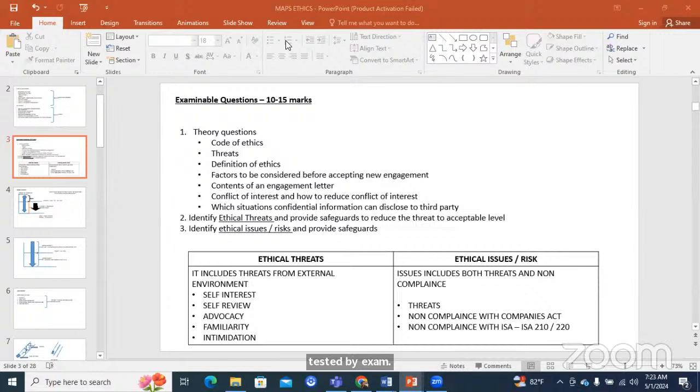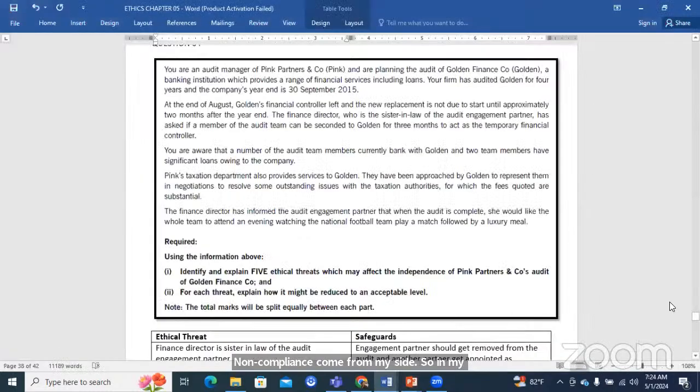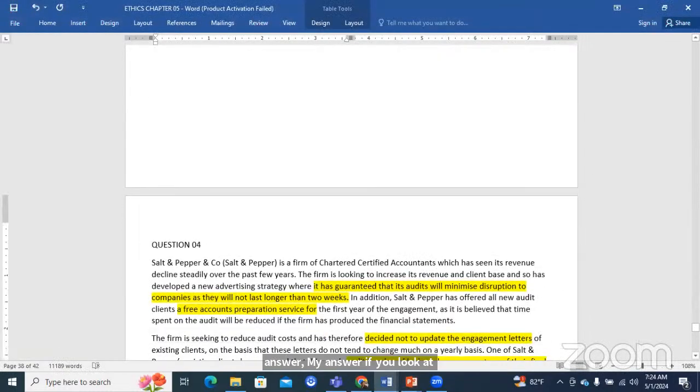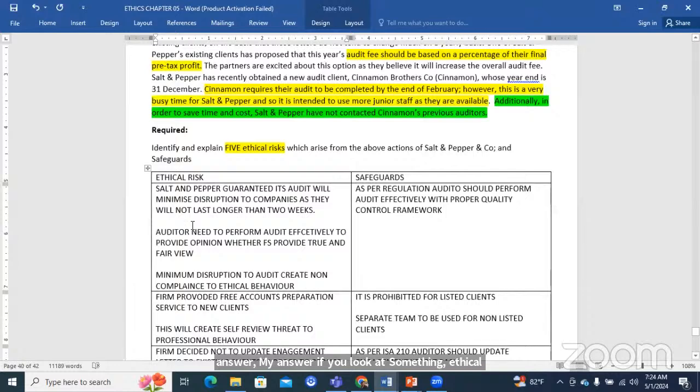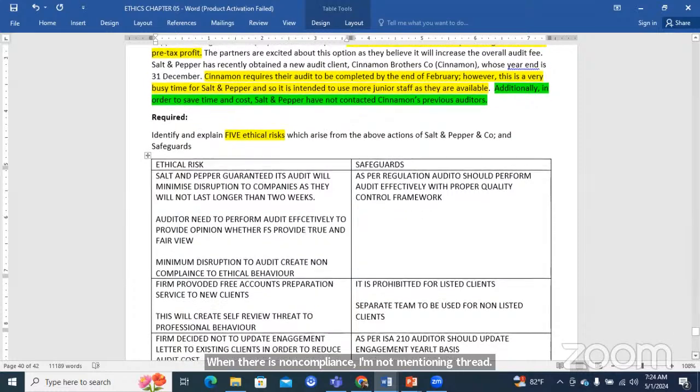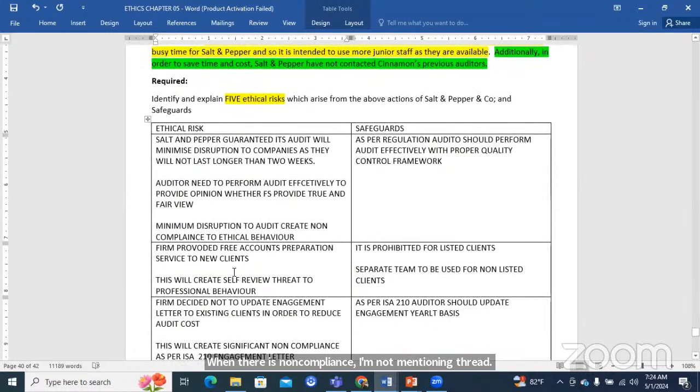You got my point? Aravind, so why we see here, I'm telling like this. Ethical issues include threats. If any threats come, you should mention what threat it is. Ethical issues include non-compliance. When you are explaining non-compliance, don't use the word threat here, because there is no threat. Non-compliance comes from my side. So in my answer, if you look, some are ethical non-compliances. When there is non-compliance, I am not mentioning threat. Some are threats. For example, see here, accounts preparation, it's a threat.